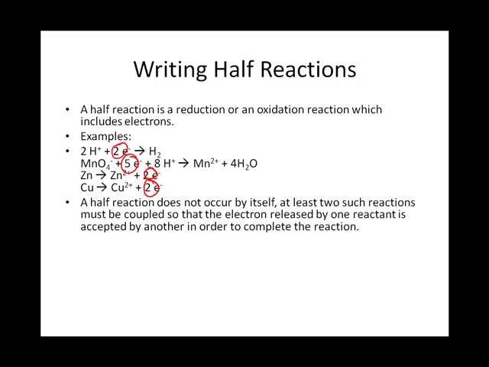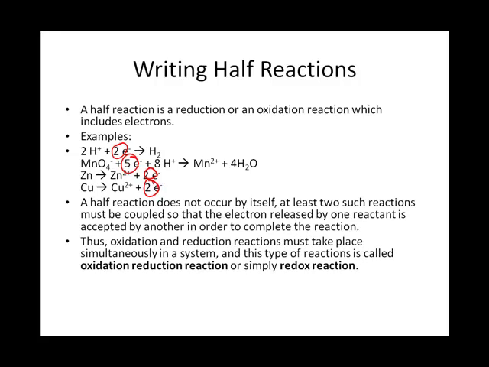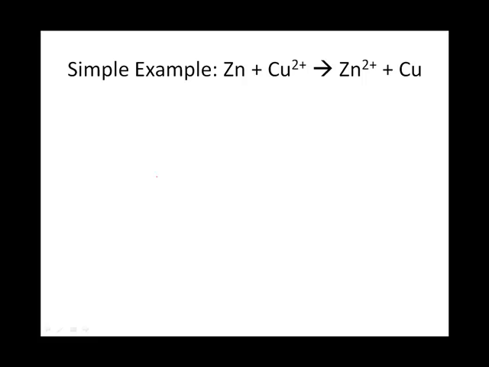and at least two such reactions must be coupled so that the electron released by one reactant is accepted by another in order to complete the reaction. Thus, this is called redox, and oxidation and reduction reactions must take place simultaneously in a system. Here's an example of one.